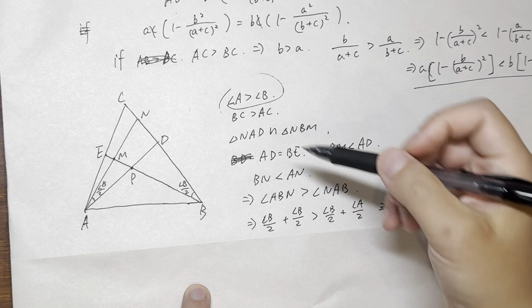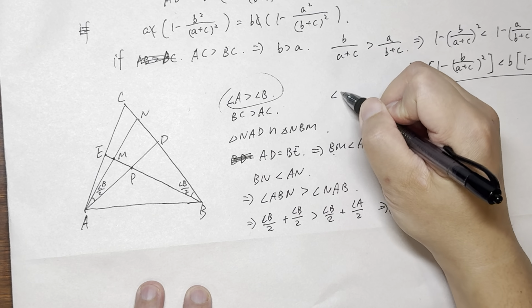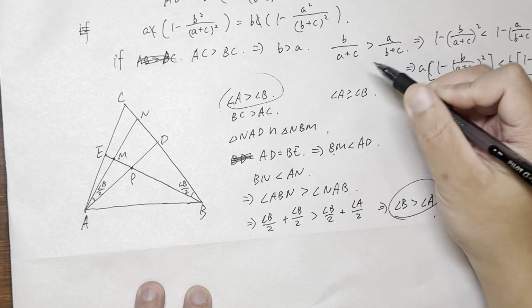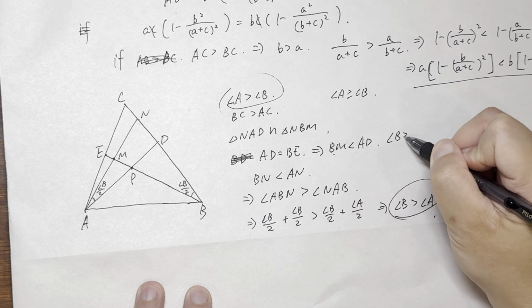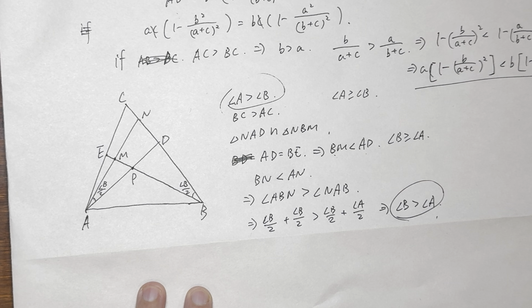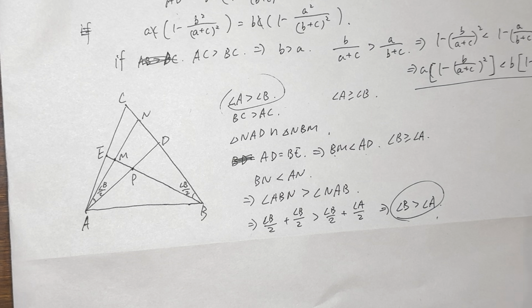So basically you can think about it this way: we set angle A larger than or equal to angle B, and eventually we get angle B larger than or equal to angle A. Then the only condition that meets these two requirements is angle B equals angle A. Okay, that's the simplest way to solve this problem.